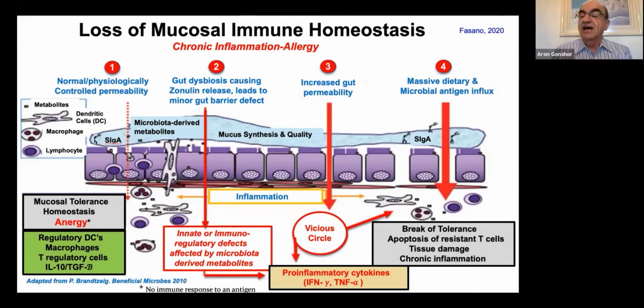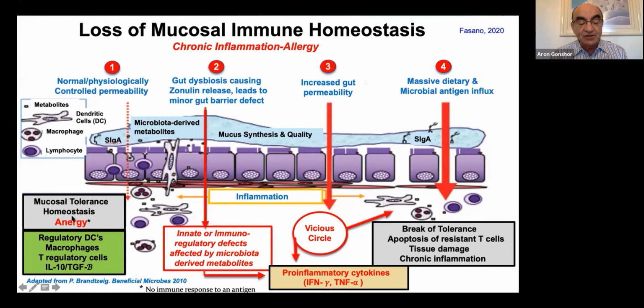And so this is a busy slide that is extremely important, because it tells you what happens when you lose this mucosal homeostasis. Well, on the left side, you see number one, that is our normal, physiologically controlled permeability. What do we have? We have cells that are functioning well. They've got tight junctions that are closed for the most part. Beyond that, you have a number of different cells of the immune system. And you have dendritic cells, the macrophages, which eat up and take away pathogens. And all of that is made to be able to deal with what we call anergy.